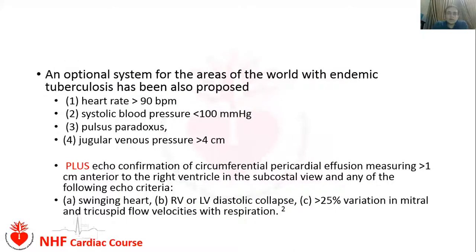For our region, where tuberculosis is very common, there's another system which says if there is heart rate more than 90, systolic pressure less than 100, pulsus paradoxus, jugular venous pressure more than 4, plus echo confirmation of circumferential pericardial effusion measuring more than 10 millimeter at the anterior RV in subcostal view, or any of the following: swinging heart, RV or LV diastolic collapse, more than 25% variation in mitral inflow velocities, then you should go for urgent pericardial drainage.